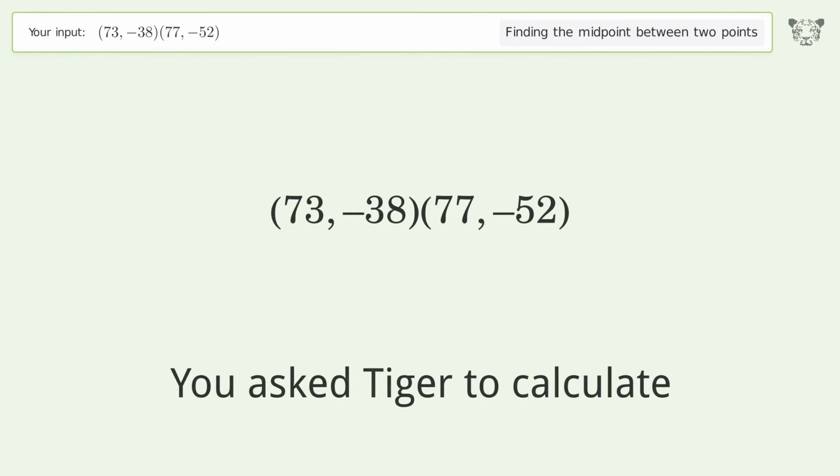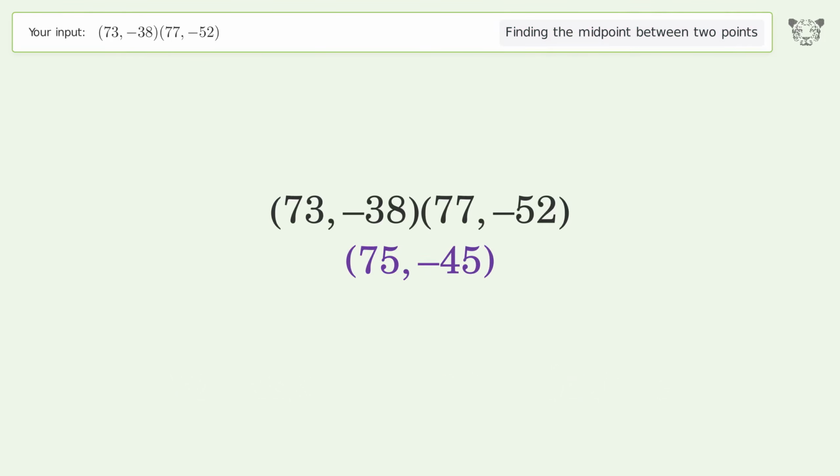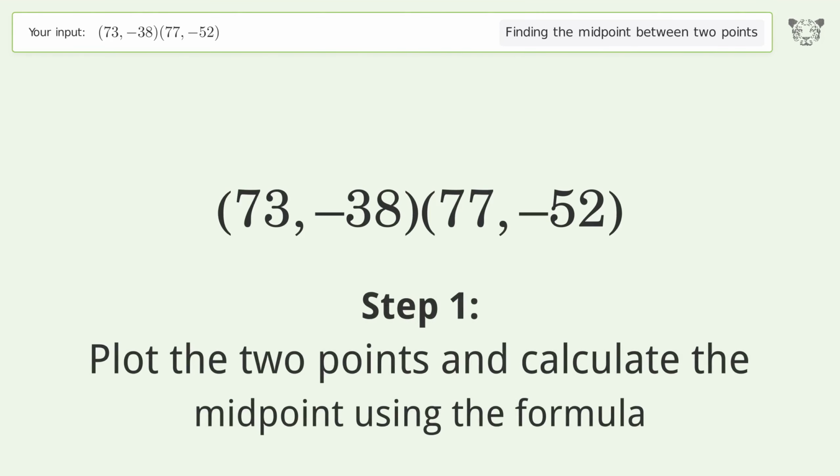You ask Tiger to calculate. This deals with finding the midpoint between 2 points. The midpoint between the 2 points is 75, -45. Let's solve it step by step. Plot the 2 points and calculate the midpoint using the formula.